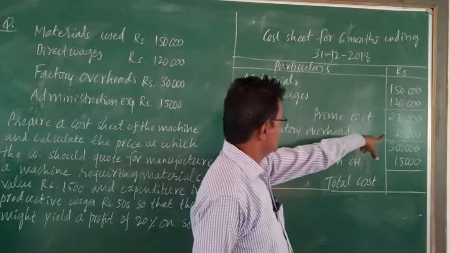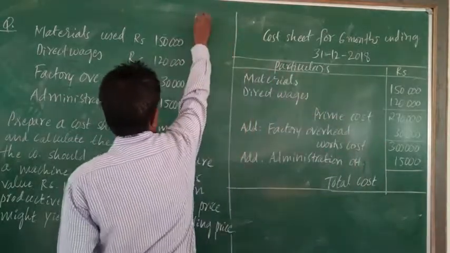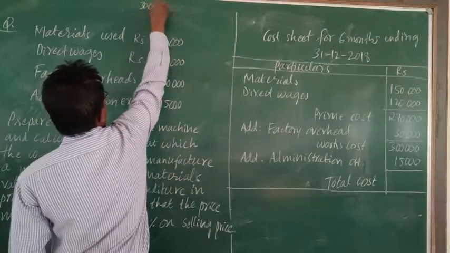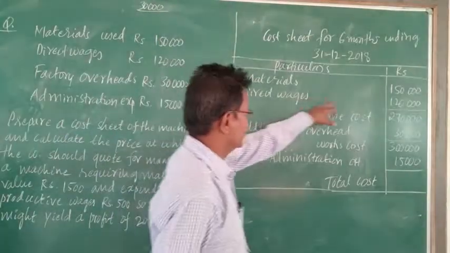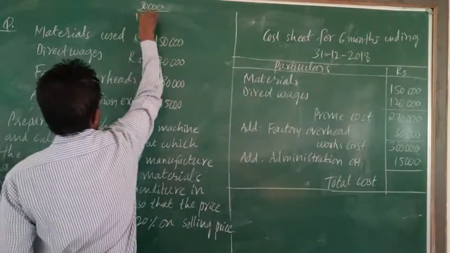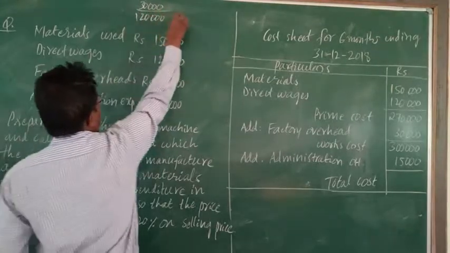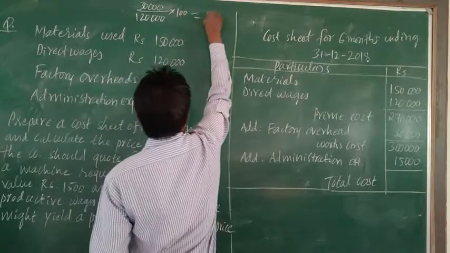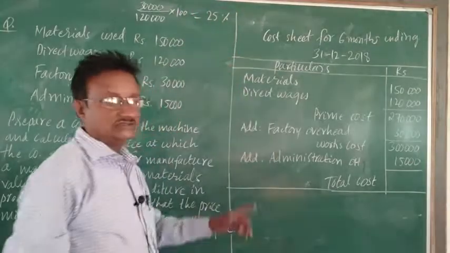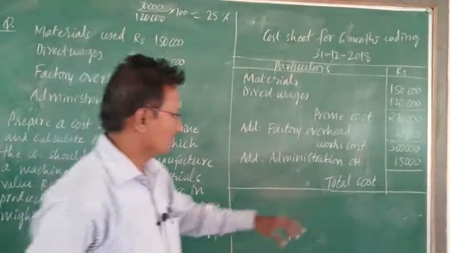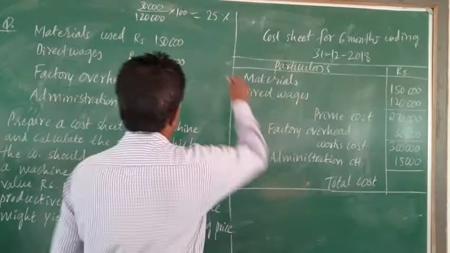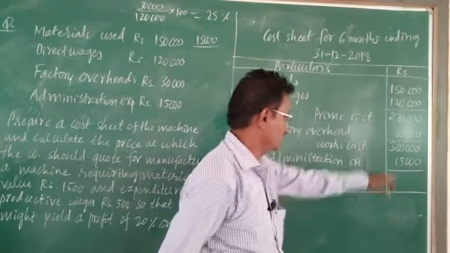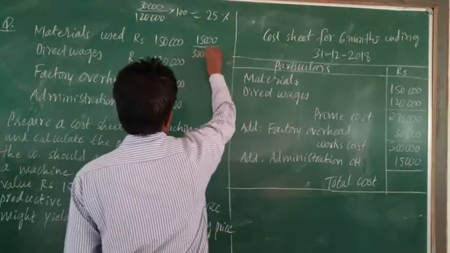Here factory overhead is 30,000 and direct wages is 1,20,000. So the percentage comes to 25% on direct wages, and here the administration overhead is 15,000 and the works cost is 3 lakh rupees.